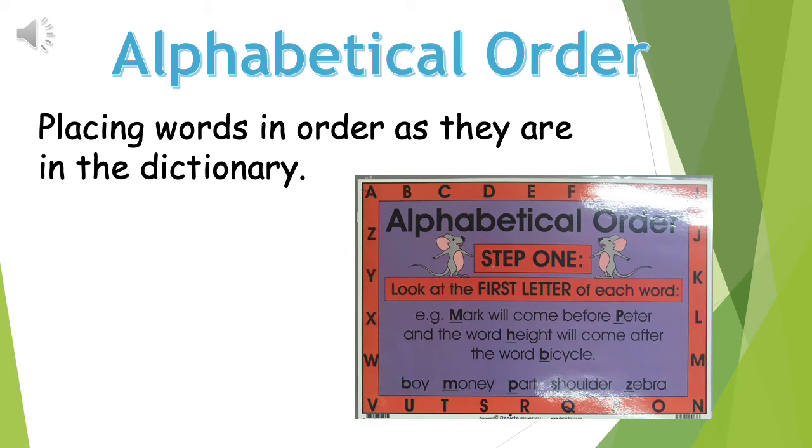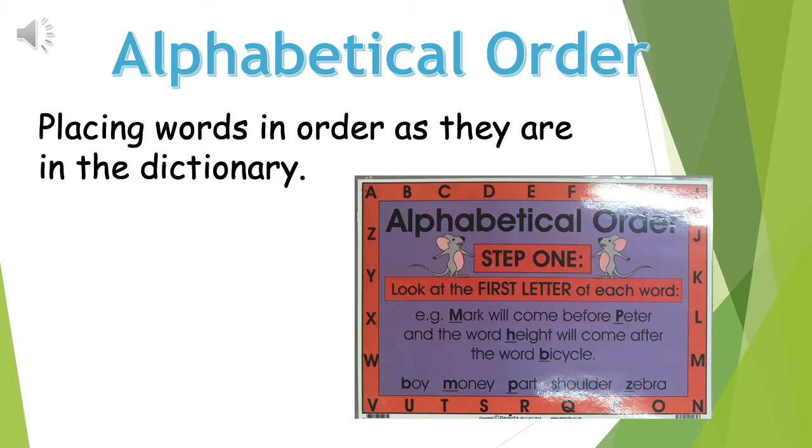If you look at the letters that are printed in bold and underline, M for Mark, P for Peter, H for height, B for bicycle. If I look at the first letter, that will tell me which words will come first in the alphabet. According to the alphabet, the first letter I have is an A. But none of these words that are highlighted start with an A.